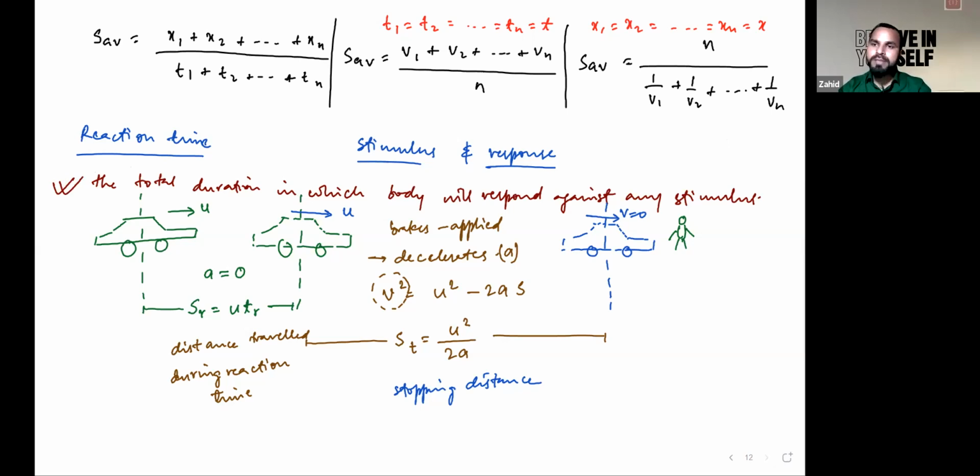Reaction time is nothing but the total duration taken by an individual or his brain to respond against any stimulus or any change in front of him. Is it clear? Suppose you pinch a pin into your finger, the total duration of time taken by your brain to respond to this pinch, so that you shift your finger away, is called reaction time. Is it clear?